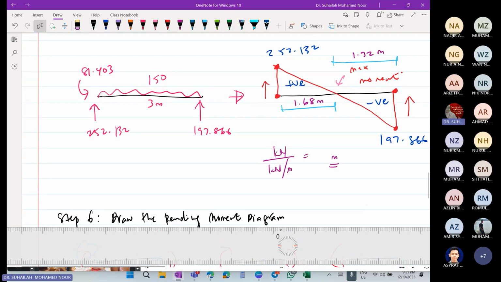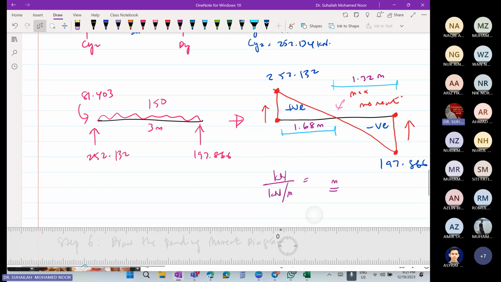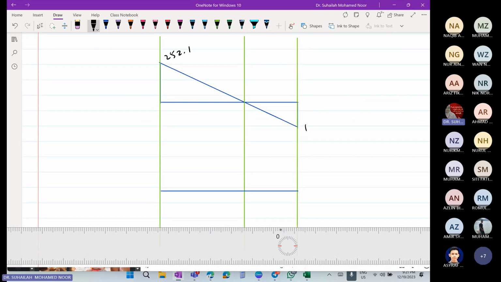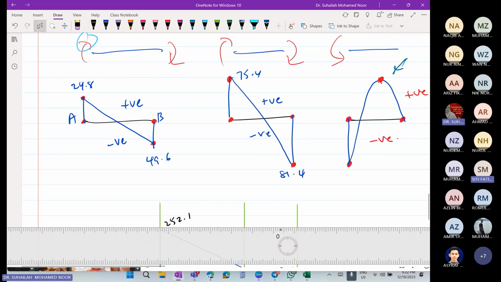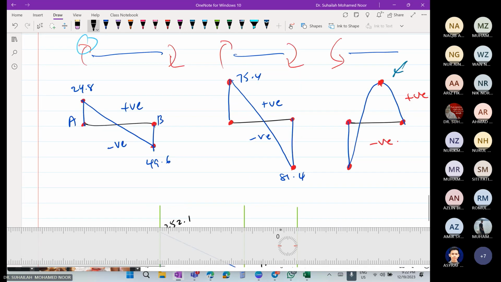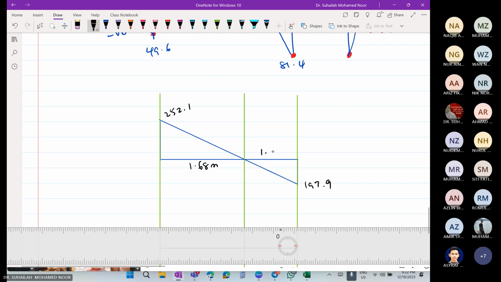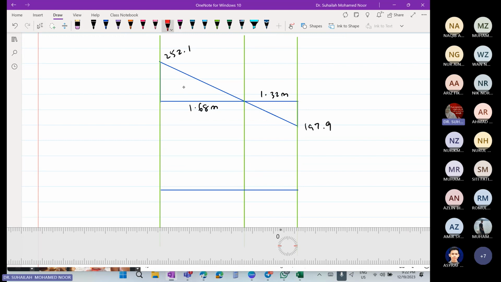Okay, the value is 252.1, or 197.9. 1.68 meter and 1.32 meter. This is positive. This is negative.